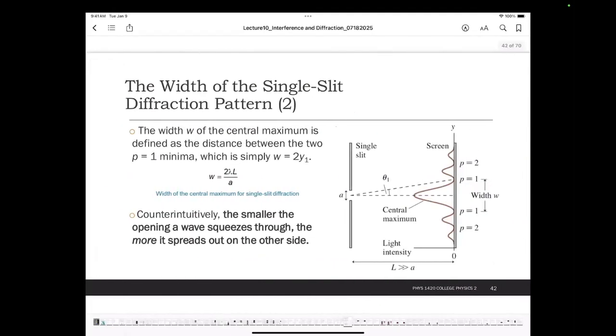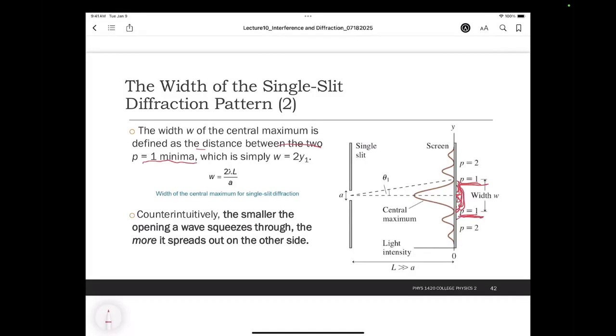Okay, and the width W of the single slit pattern is between two different dark fringes, but they are the same distance from the central maximum. The width W of the central maximum is defined as the distance between the two p equals 1 minima. Here is 1, here is 1, and this is the distance.